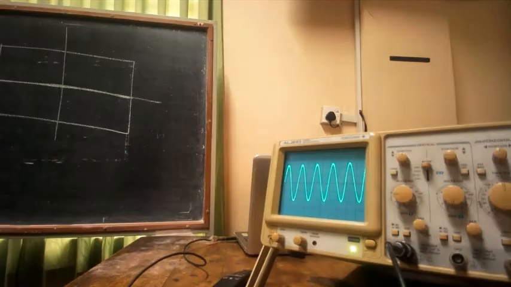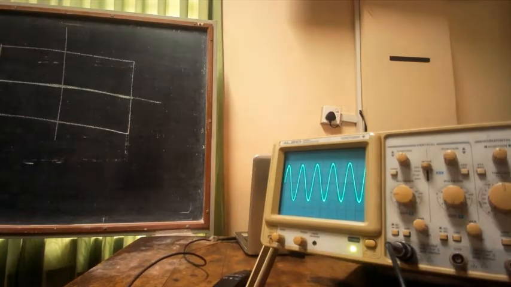At the same time I'm moving it across in the x direction, like this. While I am doing this, if I move across my screen, it will draw my sinusoid. Then it comes back. When I am coming back, I apply a very low voltage so that you don't see the signal.